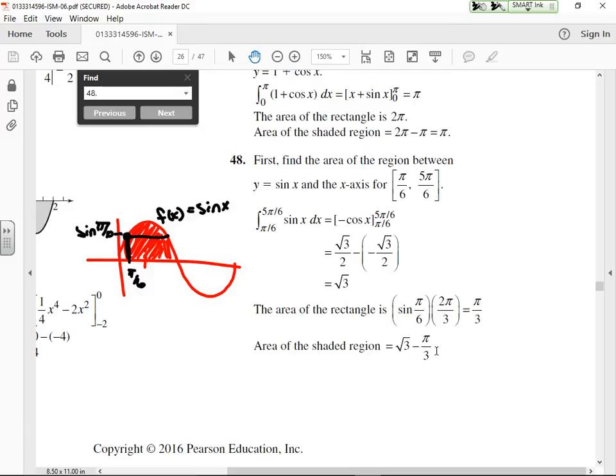So the height is sine of pi over 6, and then from pi over 6 to what was it? 5 pi? Oh yeah, pi over 6. That'd be 4 pi over 6, so this would be 2 pi over 3. And at pi over 6, what's the y value? Plug it in. Does that make sense?